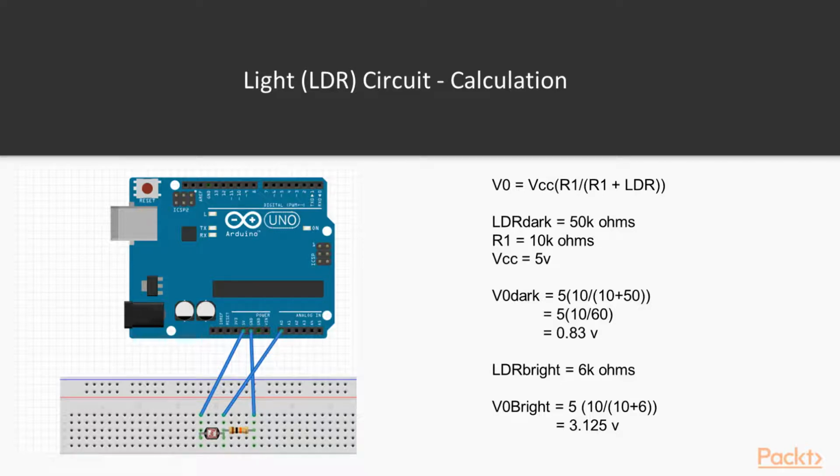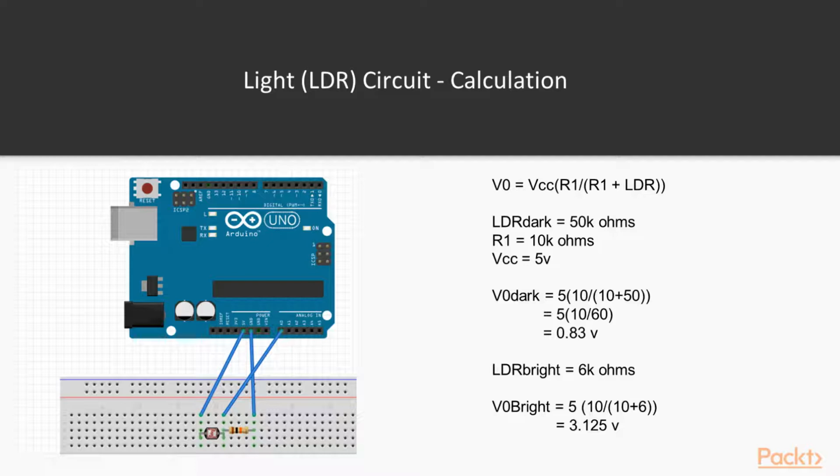Alright, now if you do the same for when the ambient light is bright, then we can assume that the LDR resistance drops and that becomes 6 kilo ohms. Now if you put that in the equation, then you're going to be getting 3.125 volts. So then you understand that when the LDR resistance goes down, the voltage goes high.